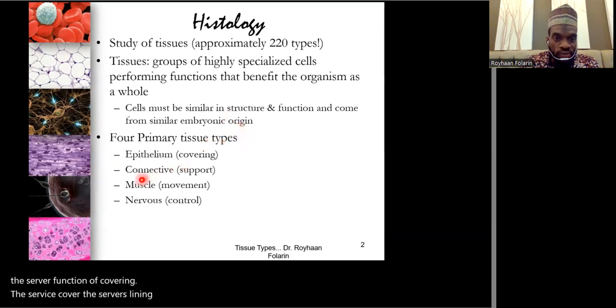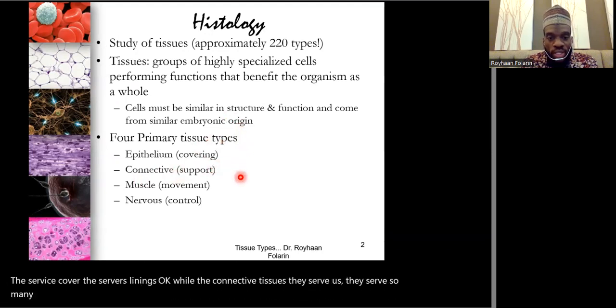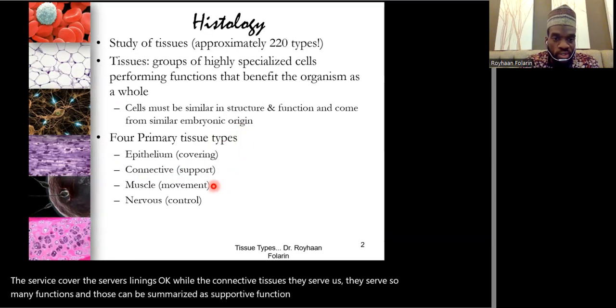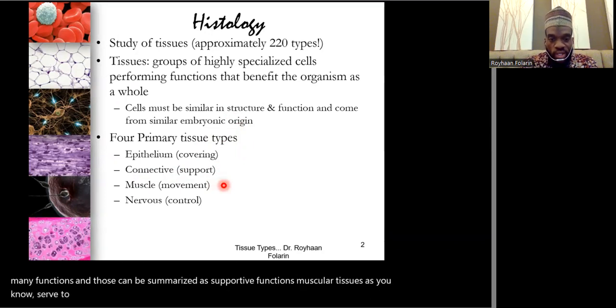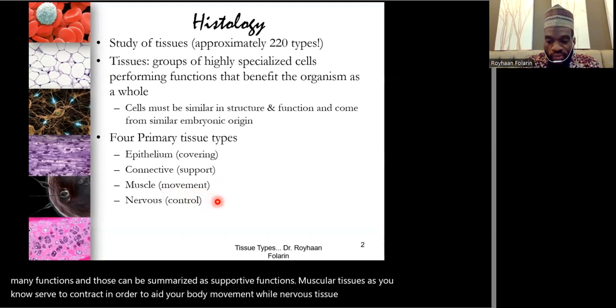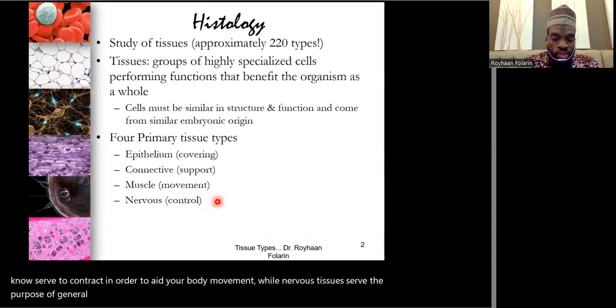While the connective tissues serve so many functions, those can be summarized as supportive functions. Muscular tissues, as you know, serve to contract in order to aid your body movement, while nervous tissues serve the purpose of general body control. To that effect, for these four main tissues, MENC could be a way for you to code them.